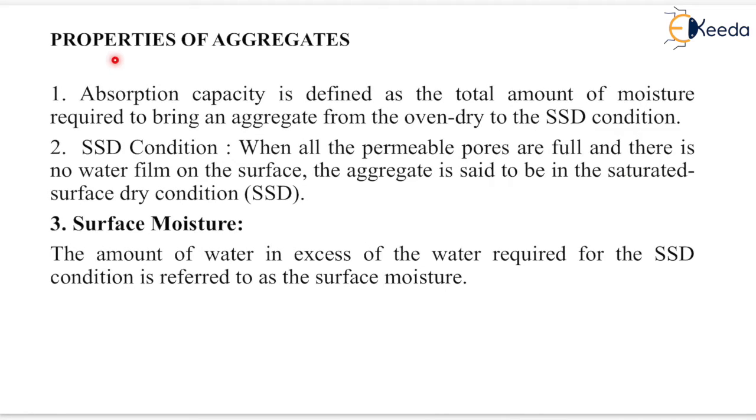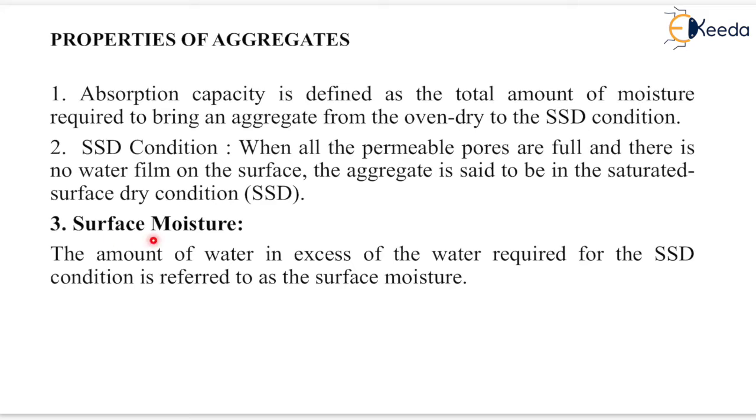Now next is the property of aggregate. Absorption capacity is defined as the total amount of moisture required to bring an aggregate from the oven dry to the SSD condition, that is saturated condition. Now what do you mean by SSD condition? When all the permeable pores are full and there is no water film on the surface, the aggregate is said to be in the saturated surface dry condition, that is known as SSD.